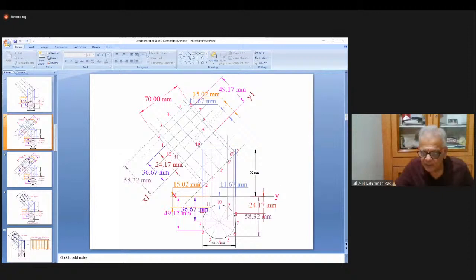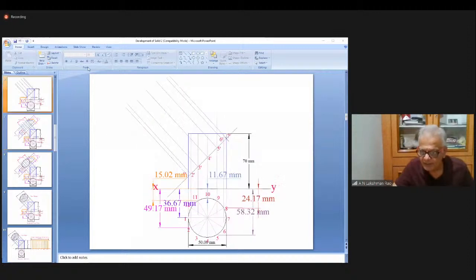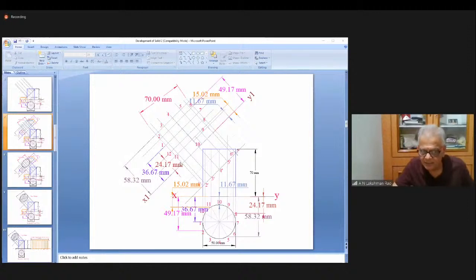From here 1, 2, 3, 4, draw perpendiculars. Now measure the distance from XY. The old reference line is XY. Measure distance from XY. Say for example, I have taken 1. It is 36.67. 2 is 49.17. Now first draw the reference line X1, Y1. Then from X1, Y1 mark 49.17, 36.67. See, this is one place.